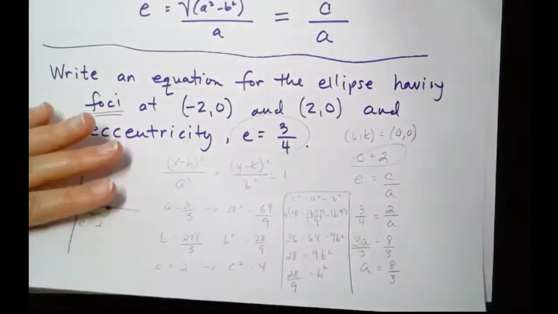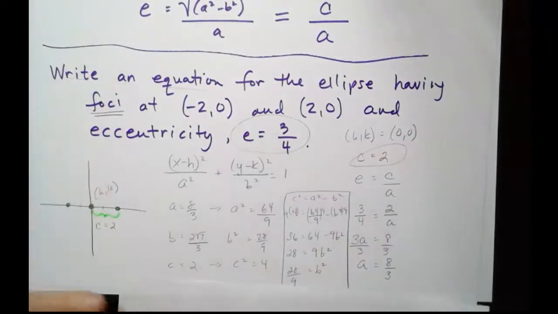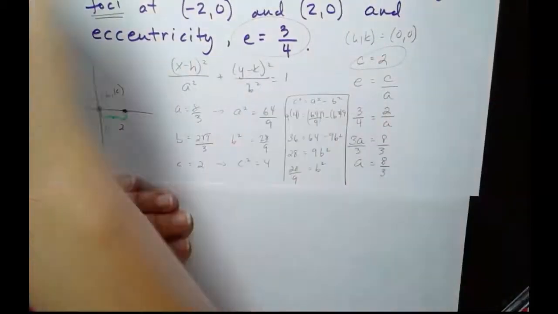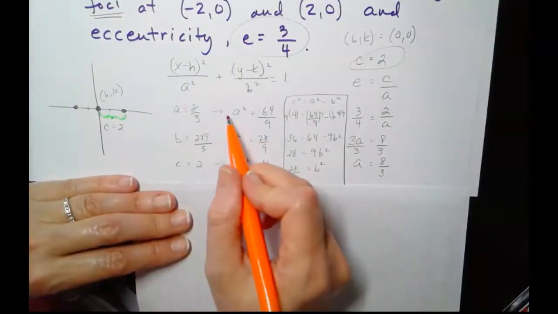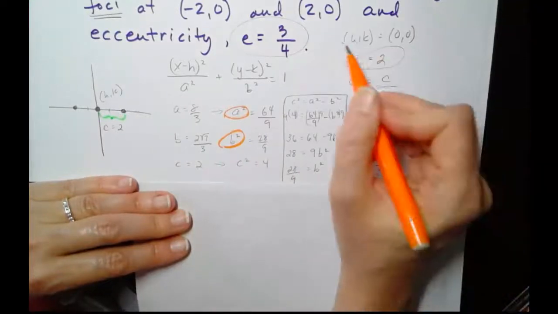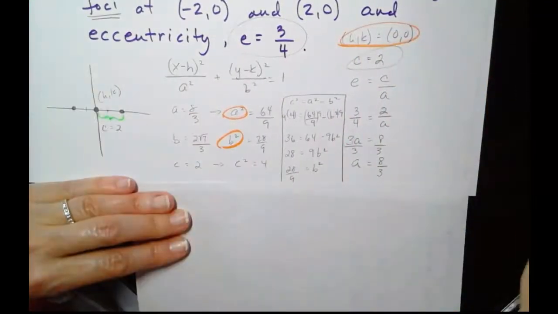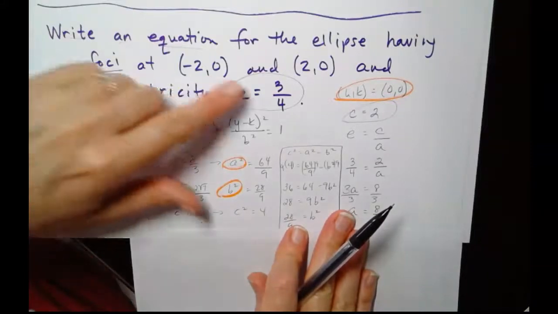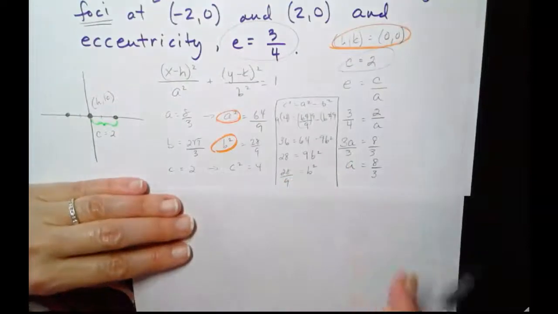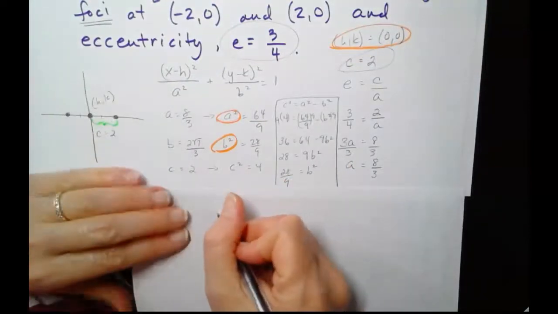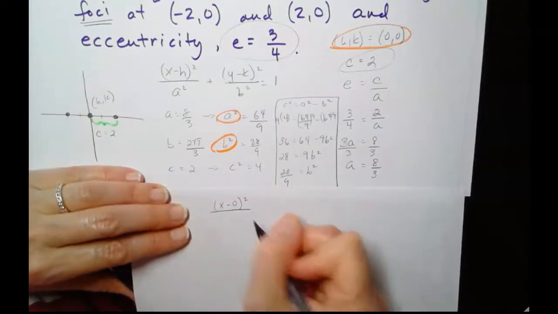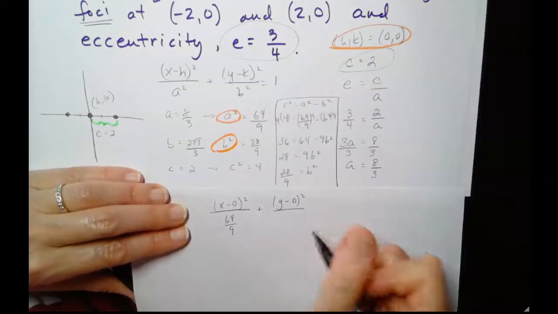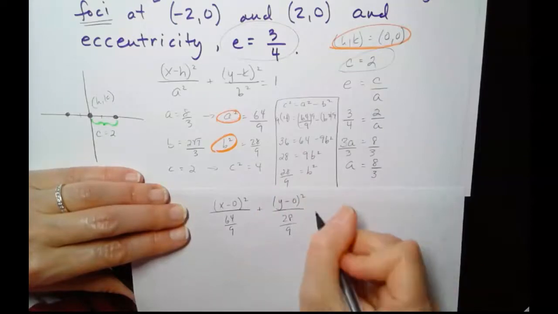I think I need a little more paper here, so I'll just add on what I've got down here. So here's what we're doing. Let me circle everything that we're about to use here. I need to know a squared, I need to know b squared, I need to know hk in order to write the standard form of my equation. Remember, having foci at negative 2, 0 and positive 2, 0 and an eccentricity of 3/4. So here goes. And there's my standard form. So (x minus 0) squared over a squared, which is 64 over 9, plus (y minus 0) squared over b squared, which is 28 over 9, equals 1.